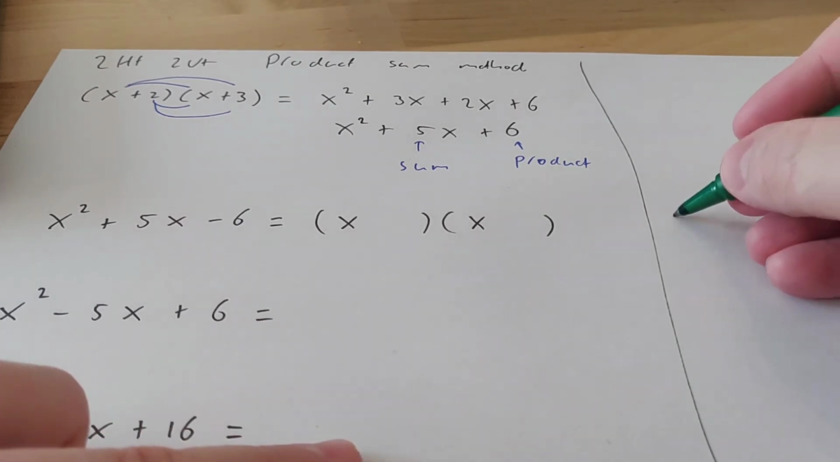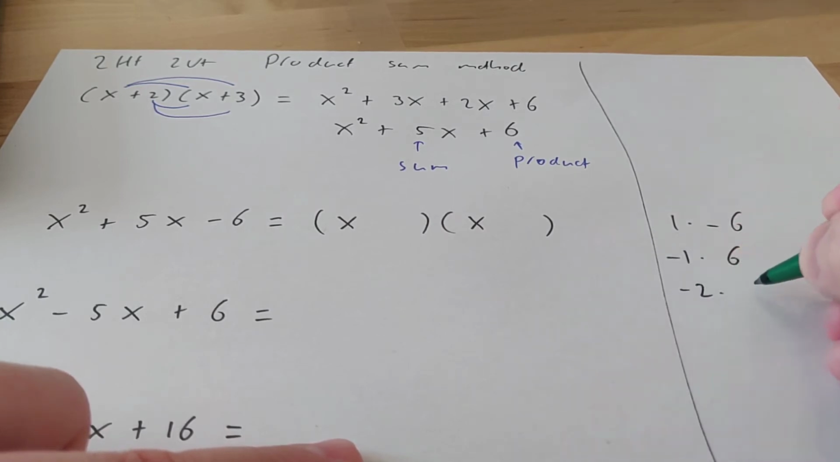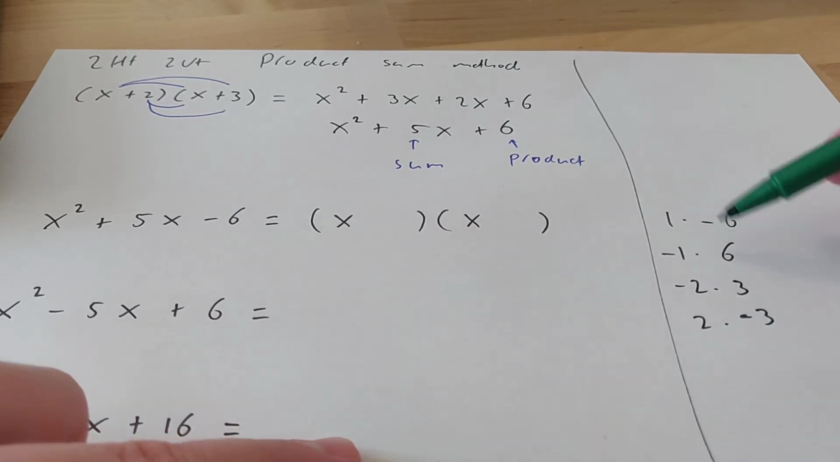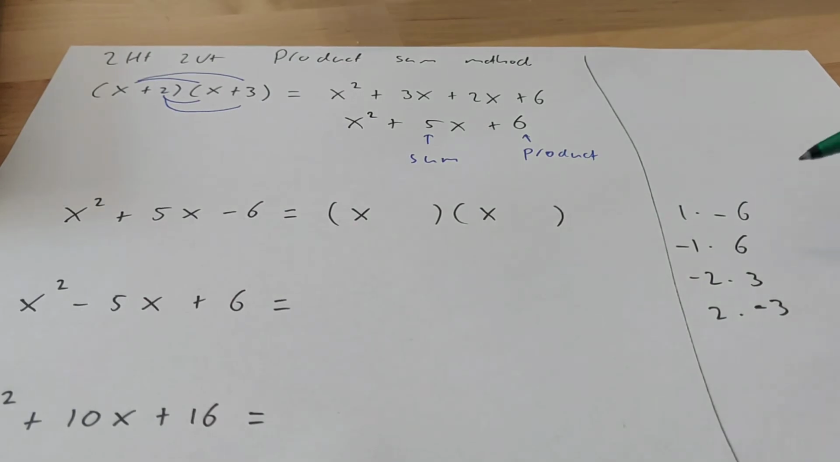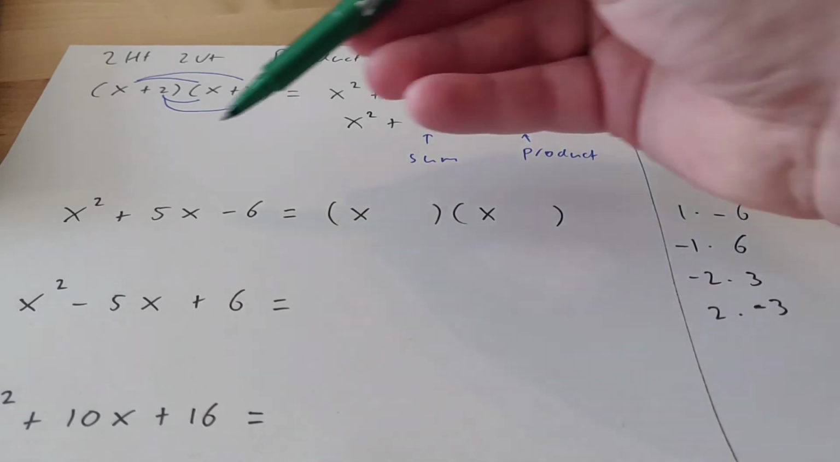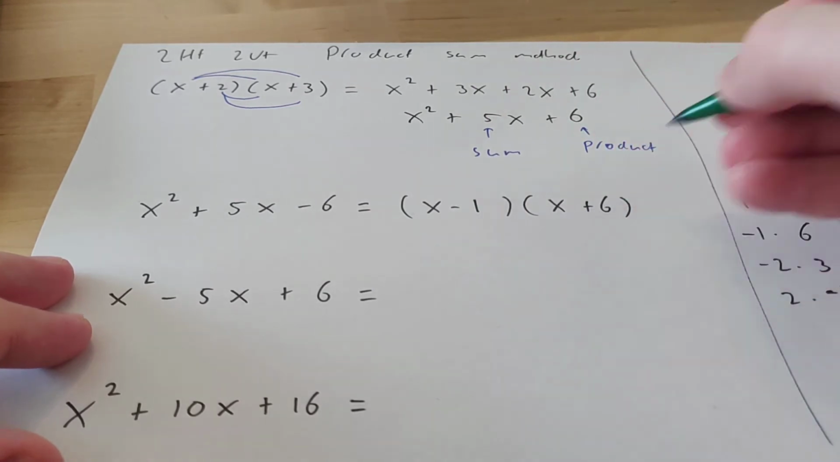So what you could do is just write down a few things that you can multiply to get minus 6. For example, we can do 1 times minus 6. We can also do minus 1 times 6. We can also do minus 2 times 3, or 2 times minus 3, right? All of those calculations have a product that is minus 6. But when you want the sum of these two numbers, you want that to be 5. So this one is not it, because then the sum is minus 5. So this one is it, because 6 and minus 1, when you add them, you get 5. So the answer here is x minus 1 and x plus 6.